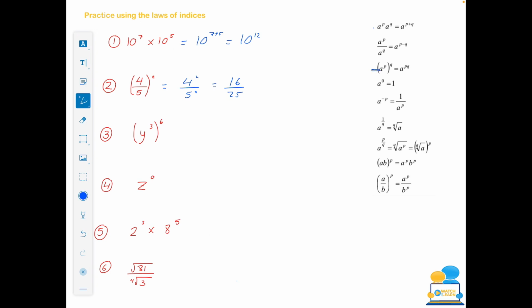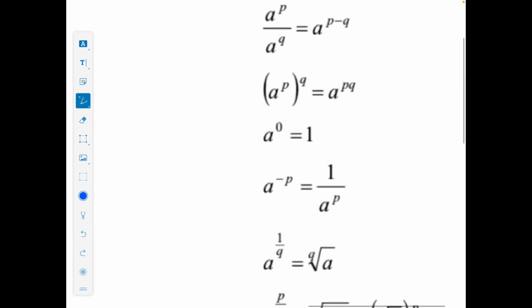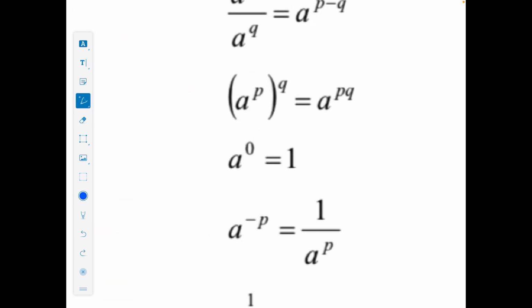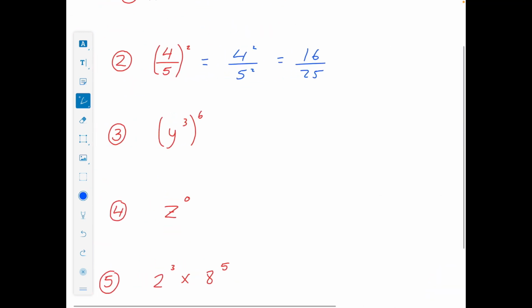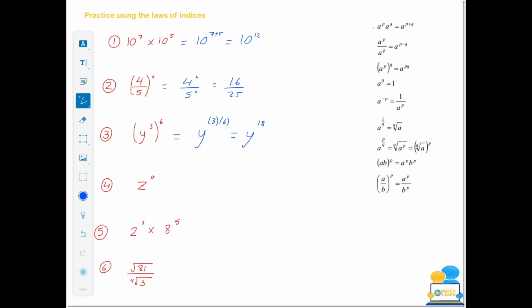Okay, now next one, we have a power raised to a power. So this looks like rule 3 here. So what do they do here? They have a power raised to a power, so a to the power of p, all to the power of q, and they multiplied the powers. Remember, when we have two things squished together like that, it means multiply. So we're going to do the same thing. So that will be y to the power of 3 multiplied by 6, which is y to the power of 18.